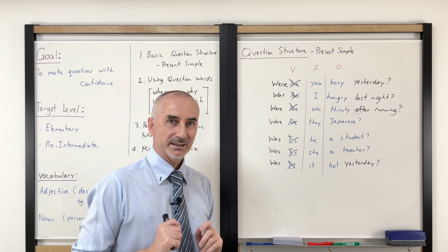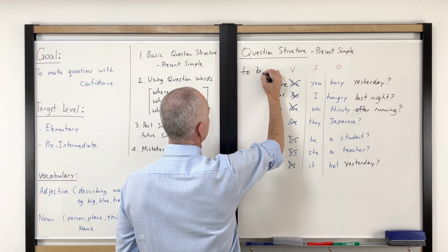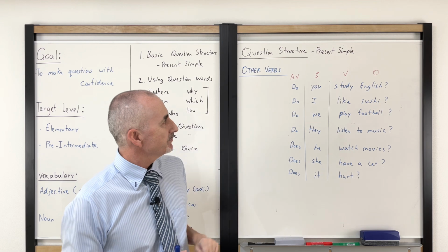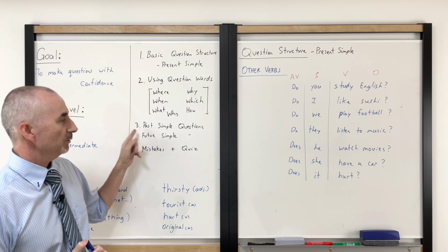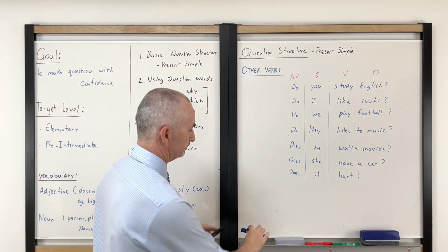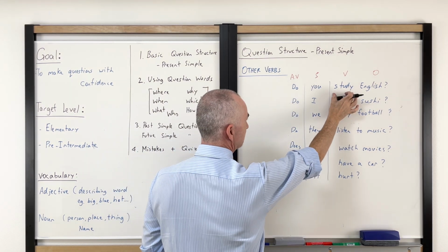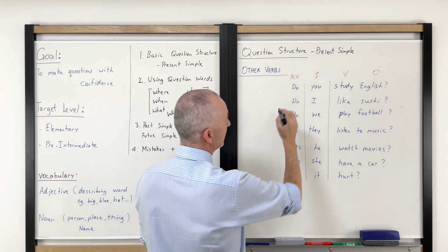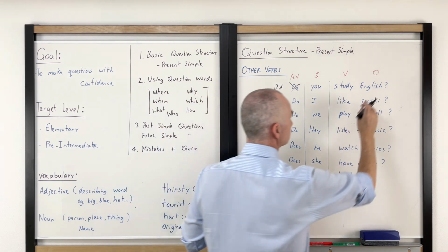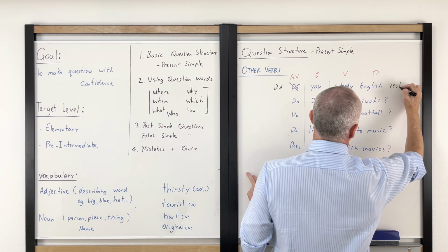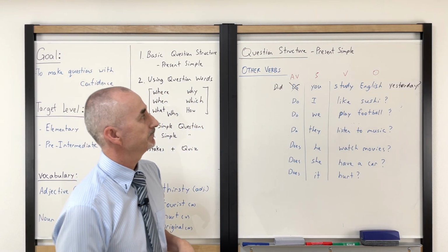Okay, let's have a look at other verbs. So this was to be. So now let's have a look at the other verbs. These are some of the questions we had before. Now we want to make the question about the past. What do? Okay, we change the auxiliary verb. We don't change the main verb, we change the auxiliary verb. So we get, do you study English? Did you study English yesterday?